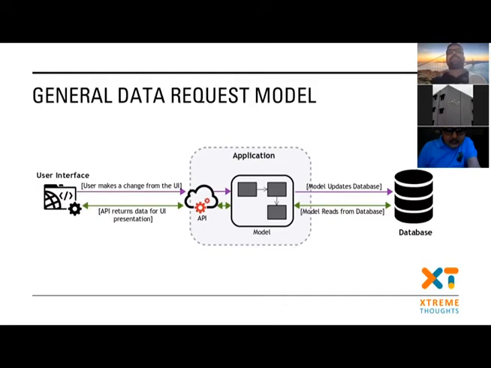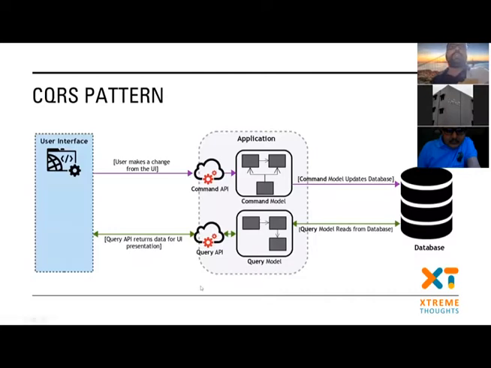We'll move further. This is the general data request model. The user makes changes on the UI. There's one request. That model is parsed, updates the database, the model is read, and it returns, right? But in the CQRS pattern, you have two different models. One is when the user makes changes. That's a different kind of information. It stores to the database. But while requesting, you need different information. So that's why there are two different models: the command model and the query model. While querying, you can combine more information and give more information to the user, which makes sense to the user.